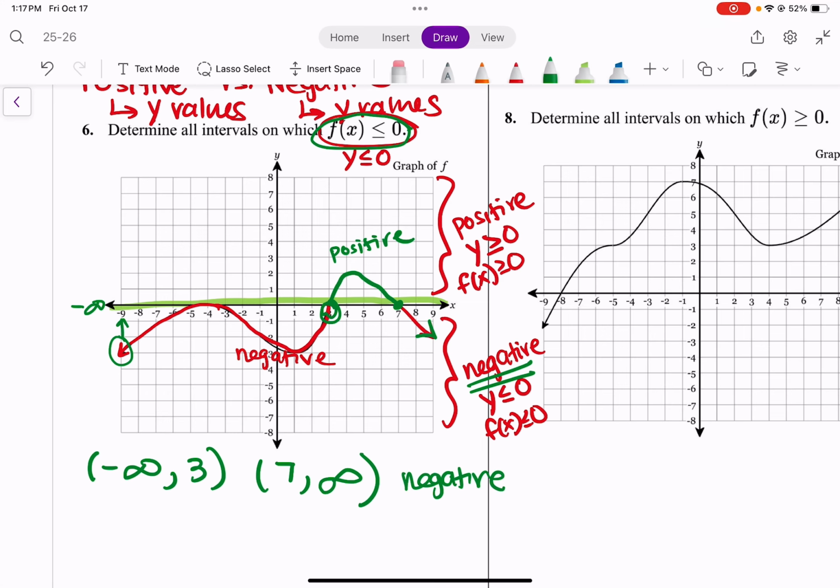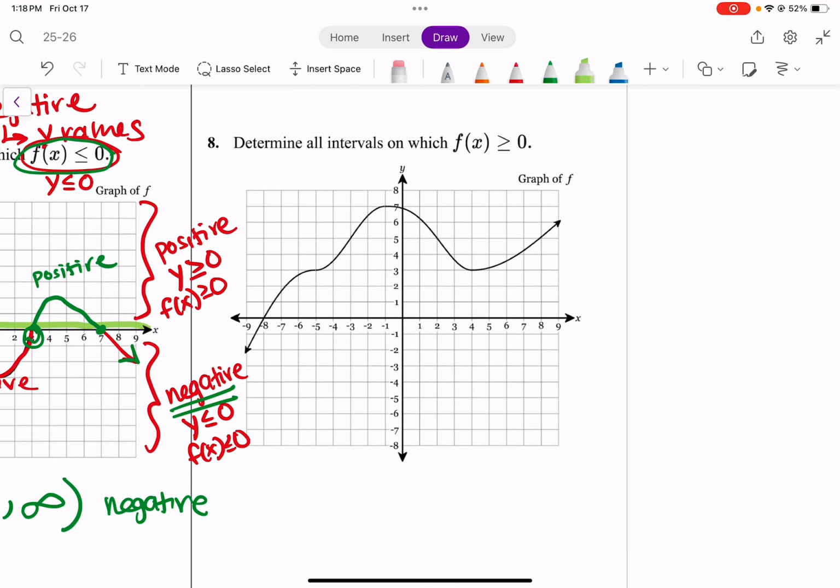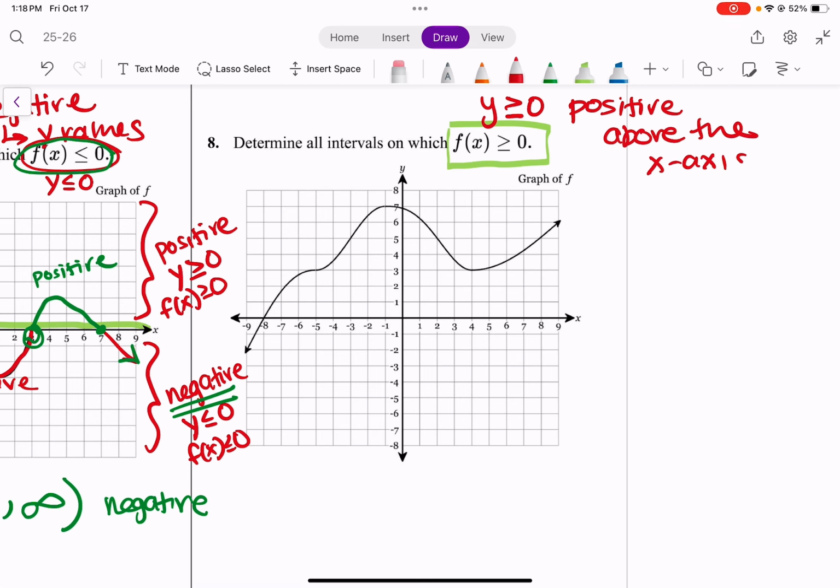Okay? Let's try another problem. Let's do this one right here. Again, when we're talking about something that looks like this, it's saying y is greater than or equal to 0, which means we're talking about positive. So positive means above the x-axis. So let's trace. Anything above the x-axis, that's right here. That's pretty much most of the curve. And then this is below. So it wants the above part.